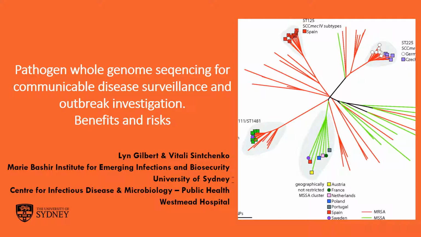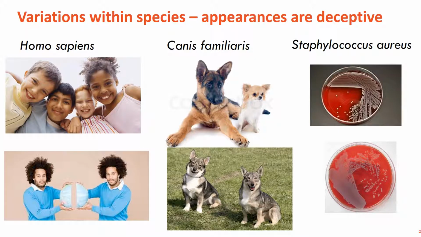This talk is a collaborative effort between myself and my colleague Vitaly Sinchenko, who is a clinical microbiologist and public health epidemiologist. In it, I will describe some methods of pathogen strain typing, and in particular, explain the uses and benefits of pathogen whole genome sequencing for prevention and control of infectious diseases.